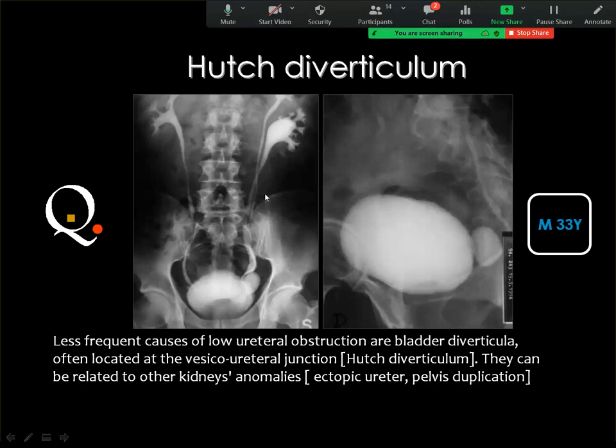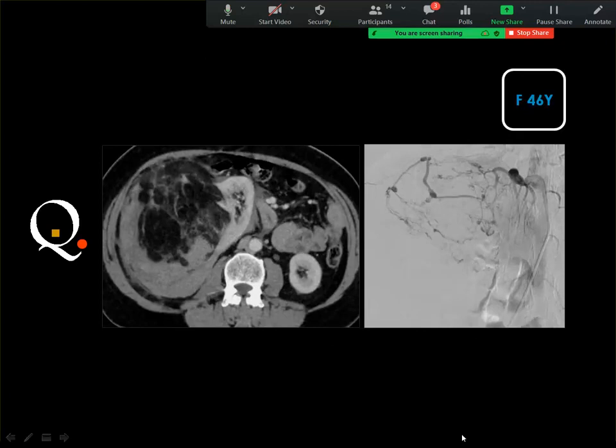In this particular case, you can also see duplication of the pelvicalyceal system, and usually the lower moiety may suffer some of the back pressure changes due to ectopic insertion of the ureter in the bladder. Next case.